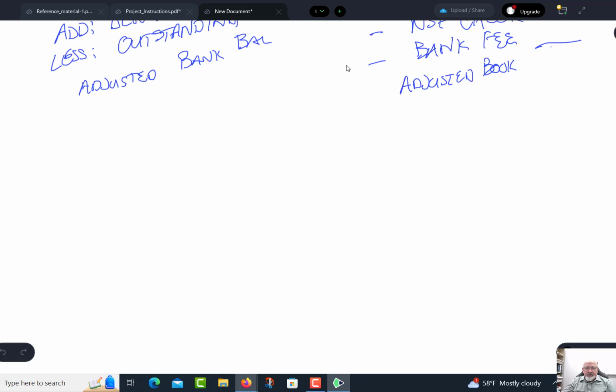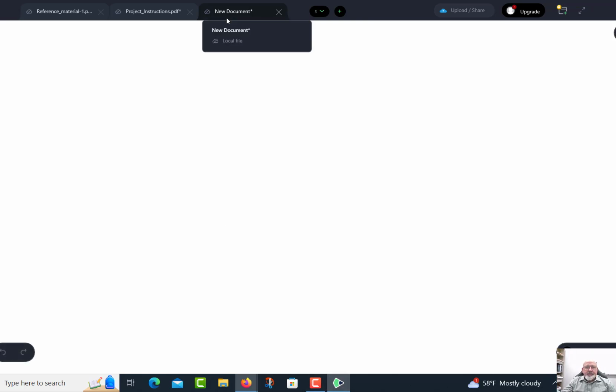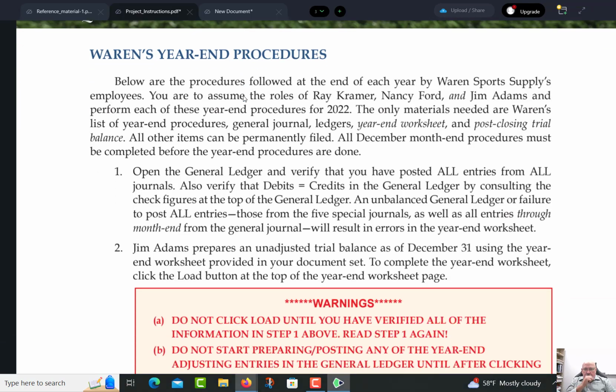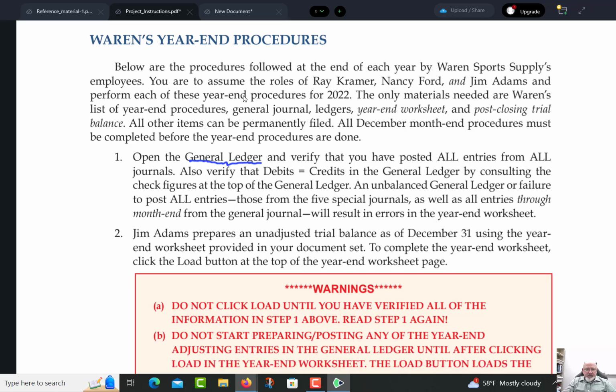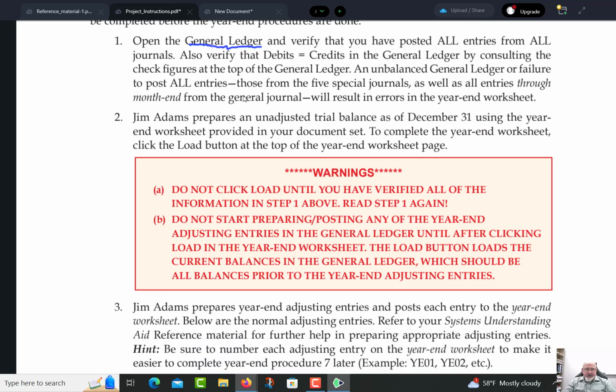So now what I want to do is talk about the year-end procedures. With the year-end procedures, let me go back to this. We're going to have the review of the general ledger to make sure all entries have been posted and that debits and credits are equal. Check figures, look at those. And then you're going to prepare an unadjusted trial balance. That basically is transferring the numbers from the GL to the year-end worksheet.